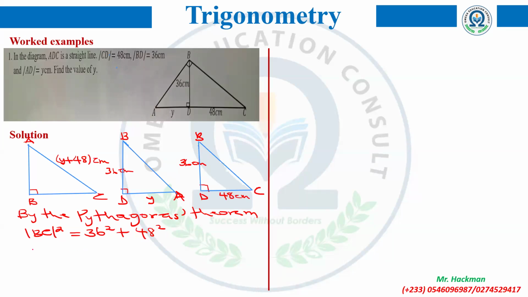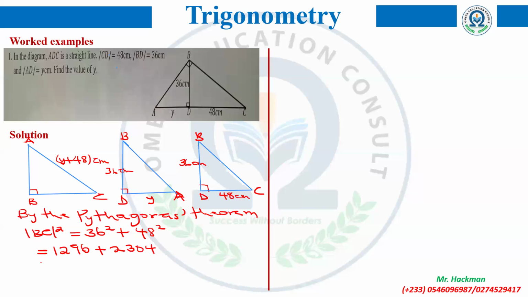So it means our BC, I want to avoid repetition, otherwise it would have been BC squared. So I will write equal to here. So 36 squared will give us 1296. Then plus 48 squared, which is 2304.